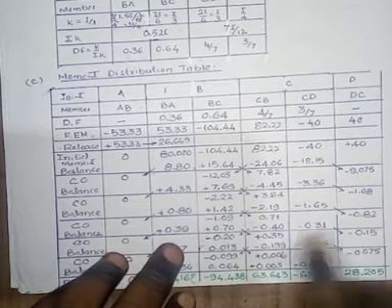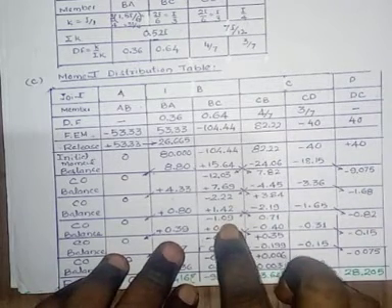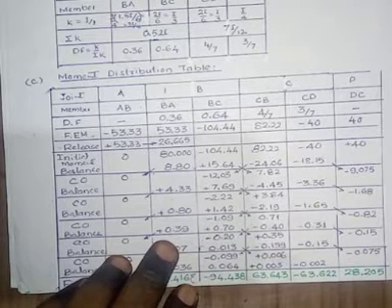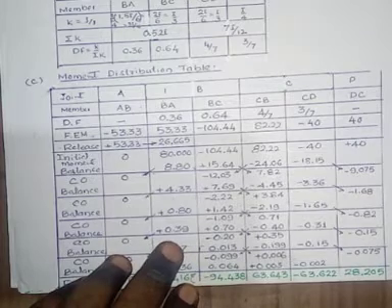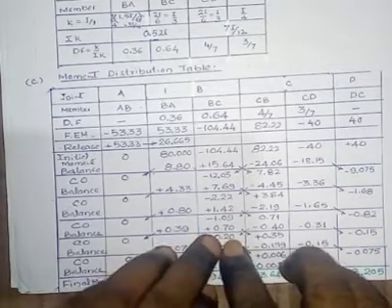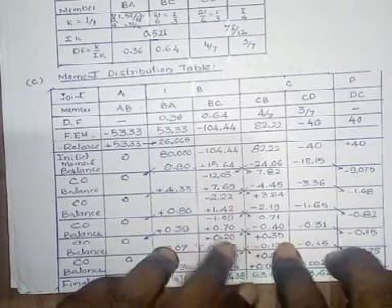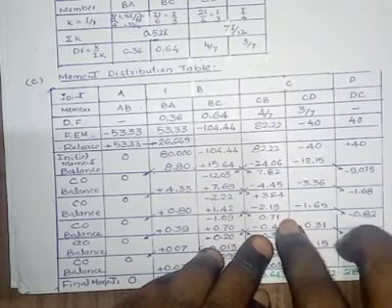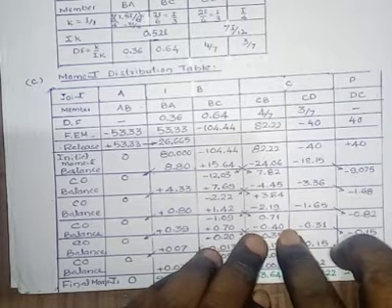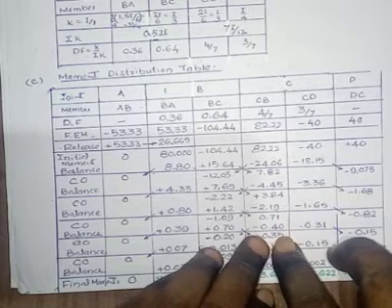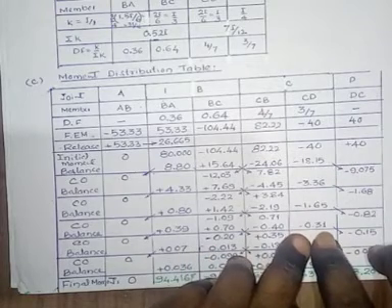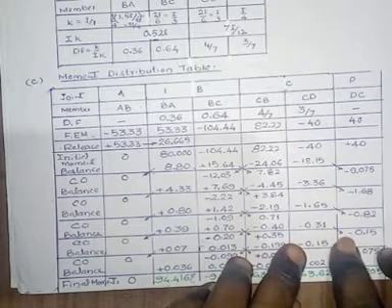Then again there is an unbalanced moment, that is minus 1.09. Here we have to balance it by adding 1.09, that is plus 1.09 into 0.36. This one is 0.39 and this one is 0.70. Again, at joint C, there is an unbalanced moment, that is plus 0.71. We have to balance it by adding minus 0.71. Minus 0.71 into 4 by 7, that is minus 0.40. Minus 0.71 into 3 by 7, that is minus 0.31.